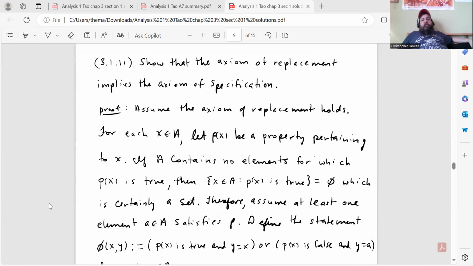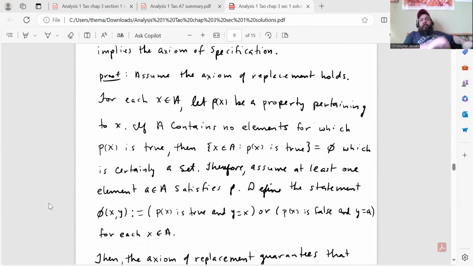Okay, 3.1.11, show that the axiom of replacement implies the axiom of specification. So we do that with a direct proof. Assume the axiom of replacement holds. For each x an element of A, let P(x) be a property pertaining to x. If A contains no elements for which P(x) is true, then the set of all x in the set A such that P(x) is true is empty, which is certainly a set. The empty set is a set, so therefore the proposition holds in that case.